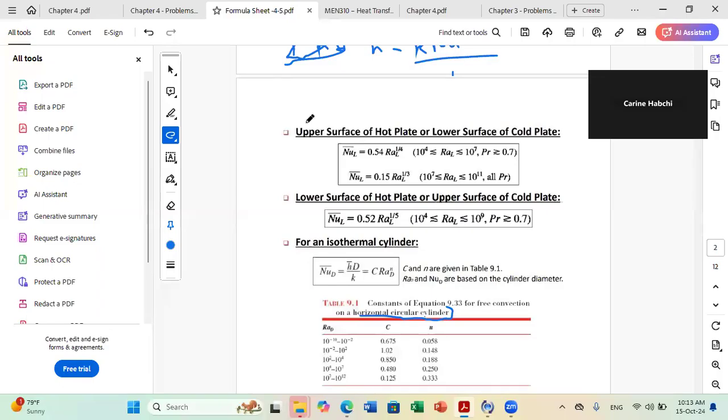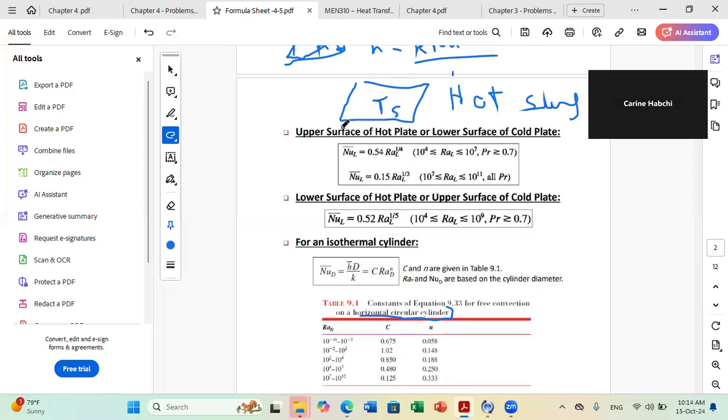Okay, so if you remember, for a horizontal surface, we said we have several cases. We have to know if the fluid is above or below the surface, and if we are in the case of a hot or cold surface. So here, the temperature of the surface is larger than the temperature of oil, so we are in the case of a hot surface. Plus, the fluid is above the surface, okay?